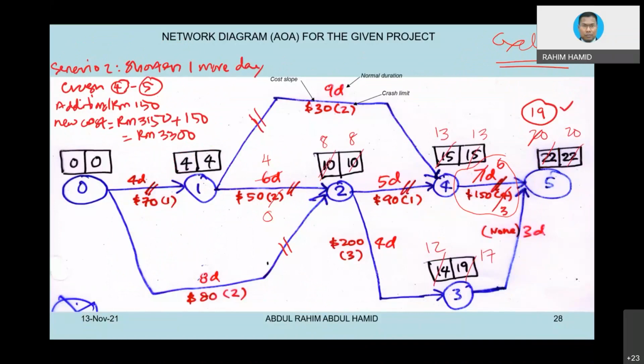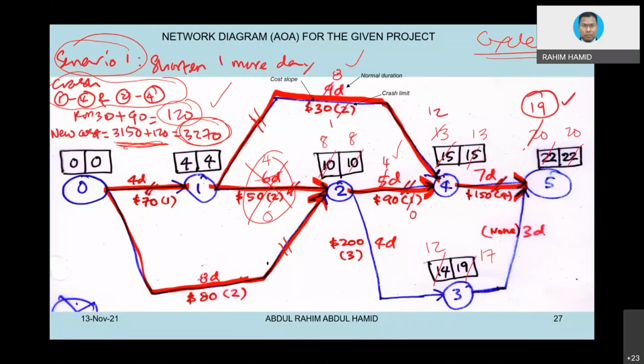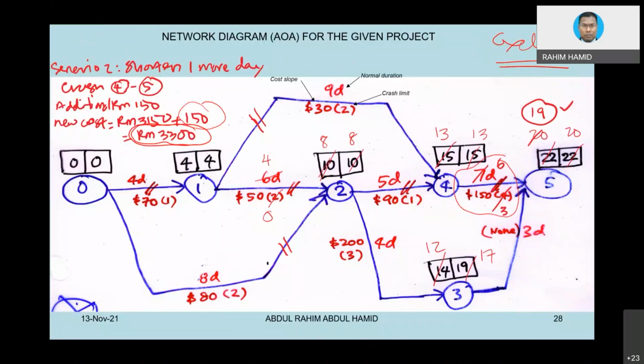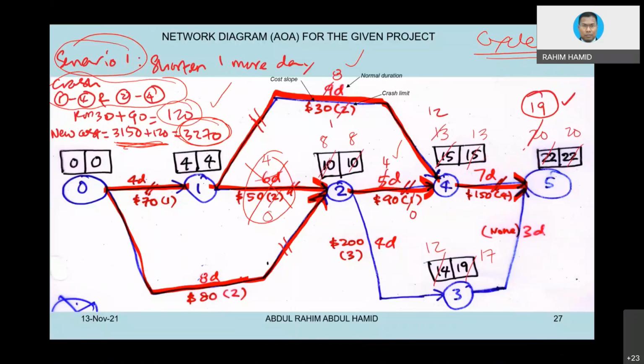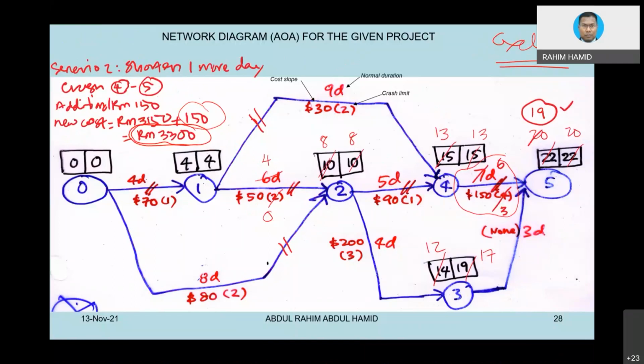So from the calculation, straightforward, you can get 19 days. But then the cost would be 150. Then the new cost is basically 3300. You notice that scenario 1 and scenario 2, the objective is the same. You can compress the project by only 1 day, but you use a different combination of activities. But you notice one thing in terms of the cost incurred. For scenario 1, for instance, 3270. But for scenario 2, basically 3300.